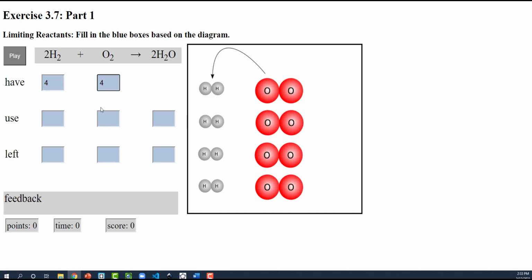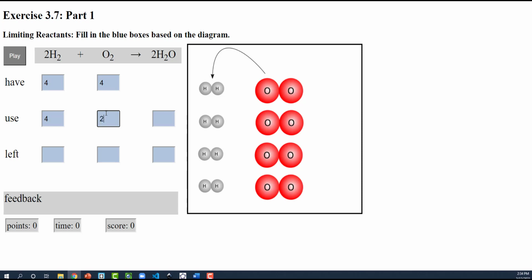And the next thing, a nice systematic way to do it, just go ahead and assume that you can use up all of the first reactant. Not sure that you can, but go ahead and assume if you can. So write down the 4 under what you can use. Imagine you can use them, and then look at the balanced equation. For every 2 hydrogens, you need half as many oxygens, so you need 2.